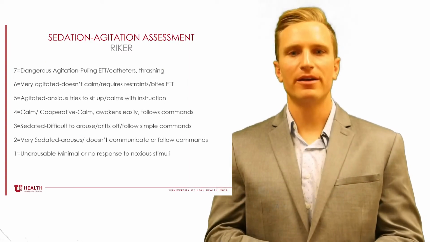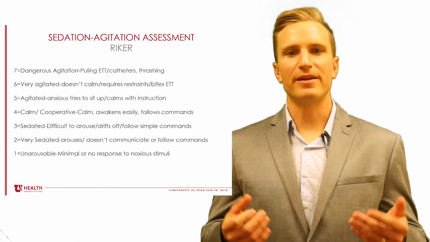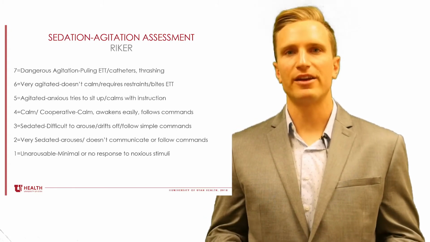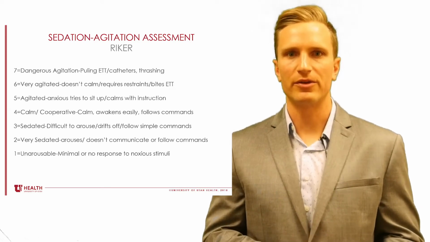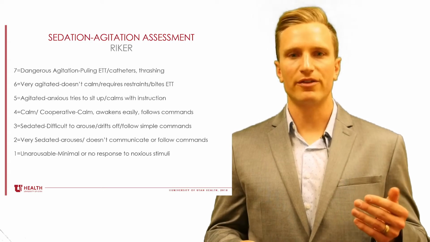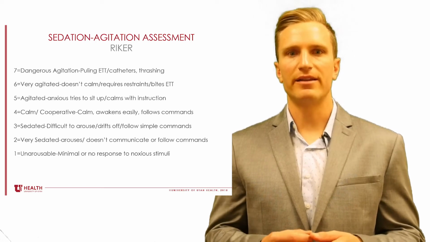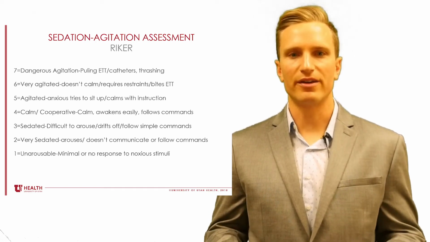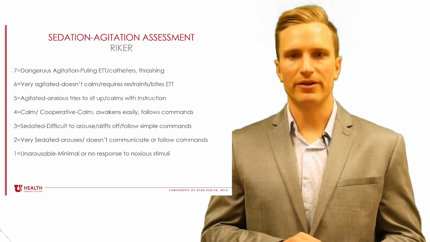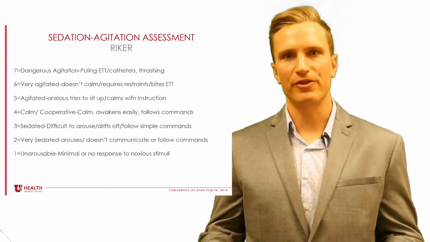As stated before, delirium can often present with agitation. Agitation can be assessed through a Riker scale. There's many other tools out there to assess agitation, but the one that we use at the University of Utah is the Riker scale. It's a scale that ranges from 1 to 7. 1 is typically unarousable, and 7 is dangerous agitation. This scale really allows the clinician to convert subjective observations into an objective measurement.